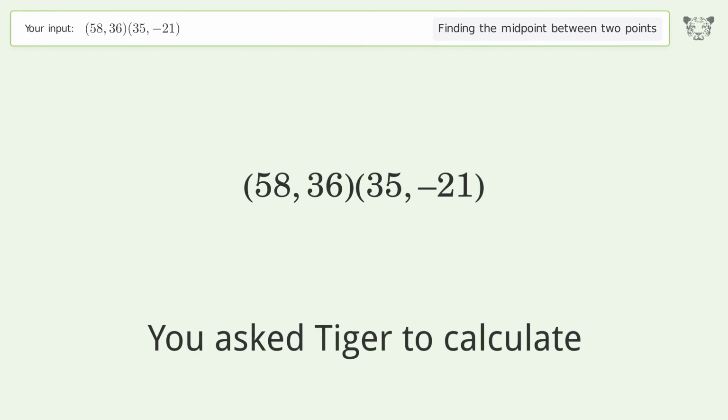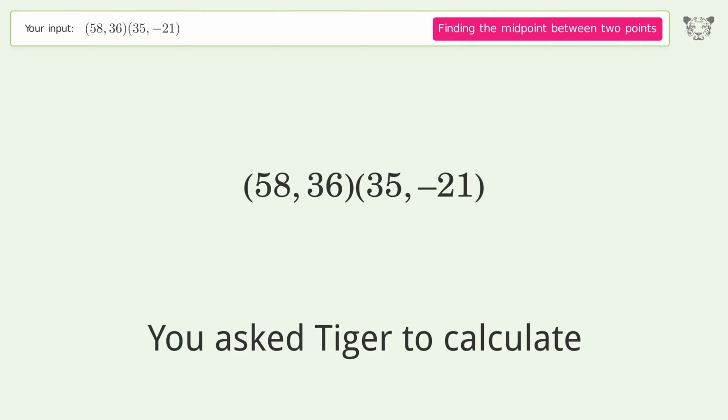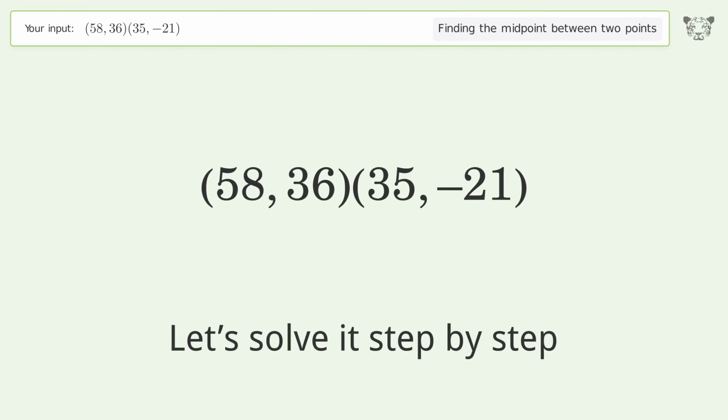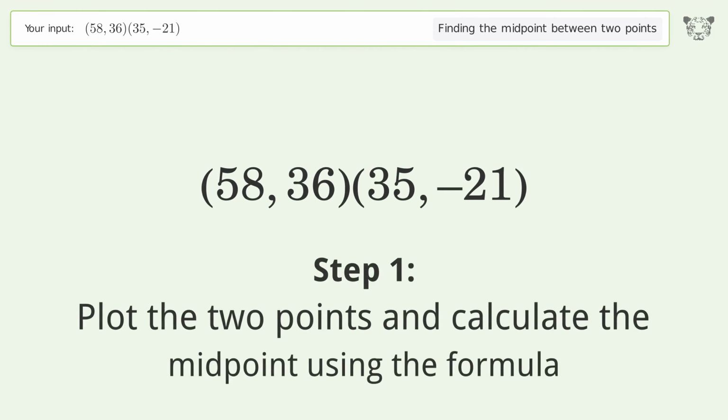You ask Tiger to calculate. This deals with finding the midpoint between 2 points. The midpoint between the 2 points is 46.5, 7.5. Let's solve it step by step. Plot the 2 points and calculate the midpoint using the formula.